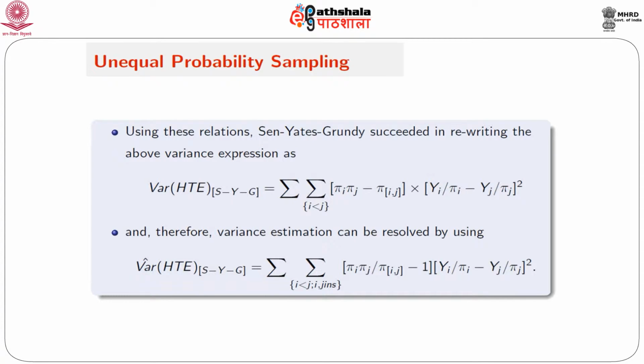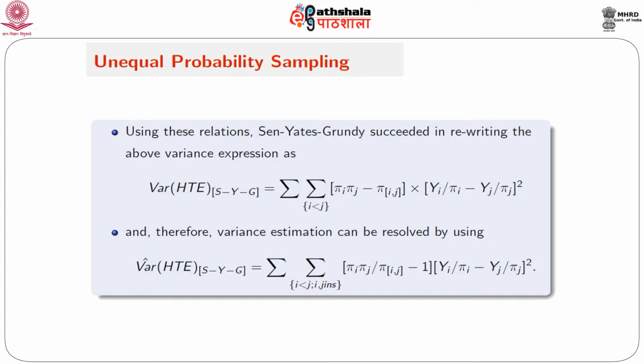Using these relations, the expression for the Horvitz-Thompson estimator variance, the expression that we have seen before, that was originally given by Horvitz and Thompson, was simplified further for unequal probability, fixed size sampling designs to what you find here, and that is due to Sen, Yates and Grundy. Yates and Grundy had a joint paper, and Sen did it independently. That's why you call it Sen, Yates, Grundy, and that is the variance expression for the Horvitz-Thompson estimator.